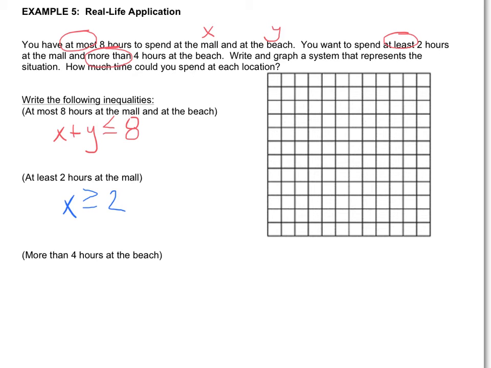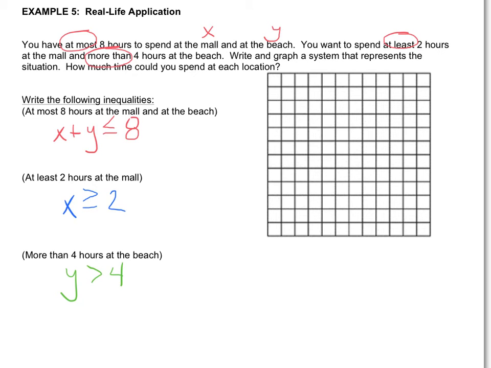And on our last one, we're going to talk about the hours at the beach. Well, our beach hours are Y. More than 4. More than is just simply a greater than sign. So that's where we would get the third of our inequalities.